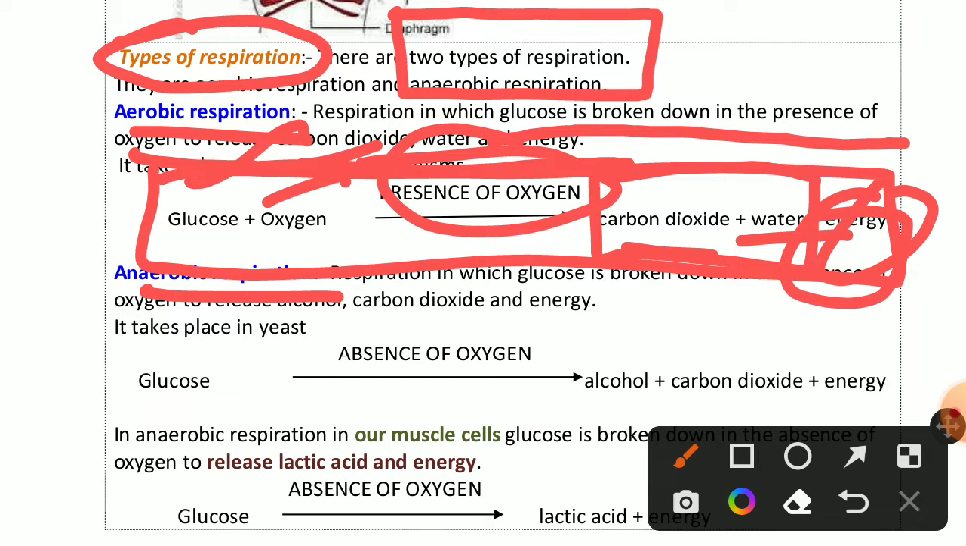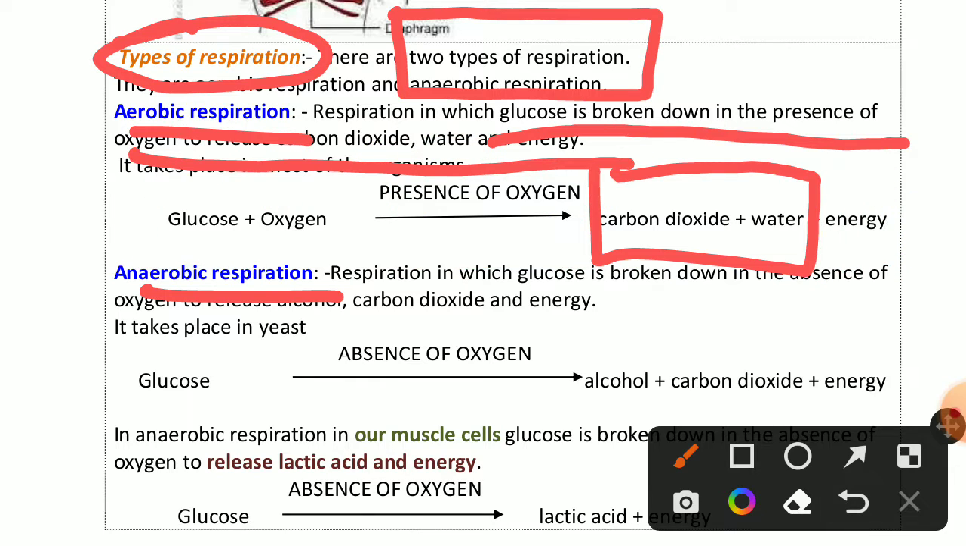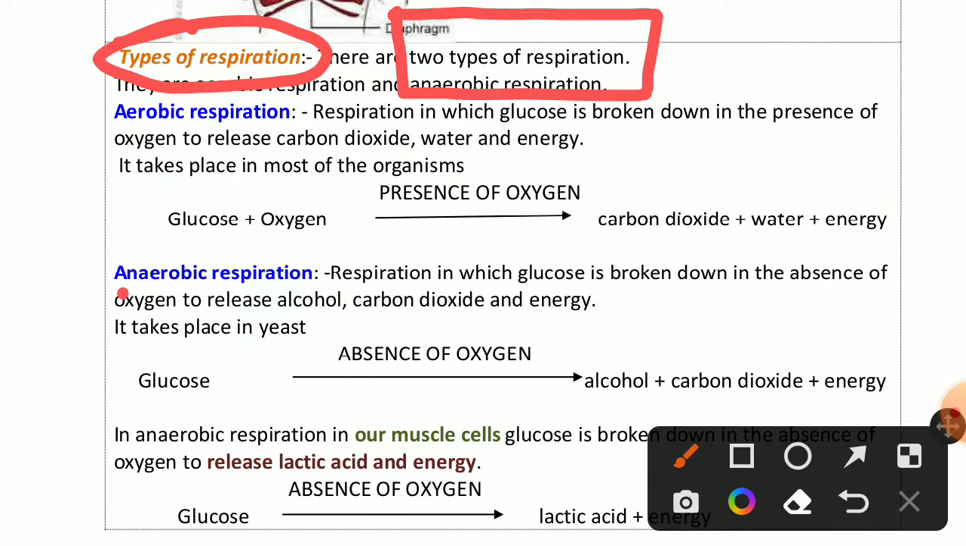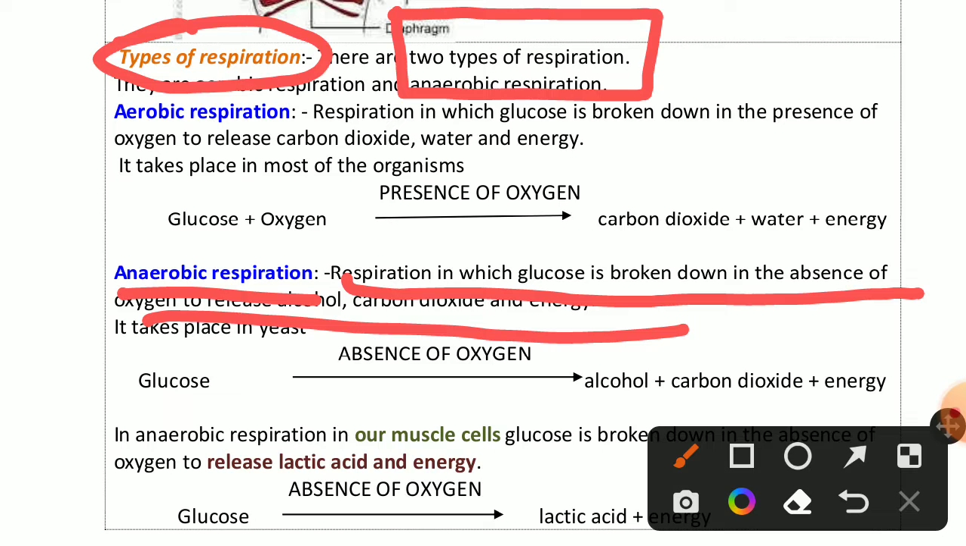Next we will see anaerobic respiration. Anaerobic respiration is respiration in which glucose is broken down in the absence of oxygen, which releases alcohol, carbon dioxide and energy. This is the presence of oxygen, and this is the absence of oxygen. Just opposite to aerobic.